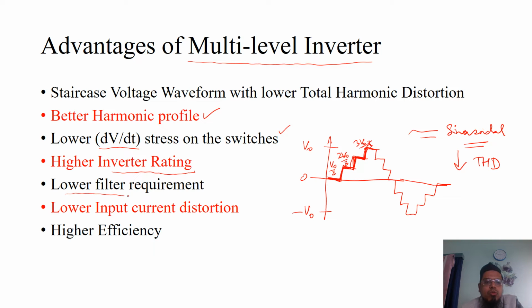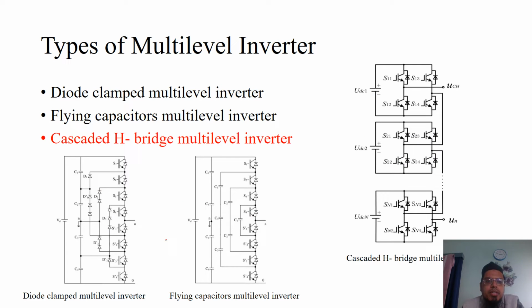Then low filter requirement. The filter requirement would definitely be quite less since the THD is less and the harmonic profile is very smooth, having lesser harmonics. Then lower input current distortion, and similarly the efficiency would be higher. Okay, that's fine. Let's move ahead.